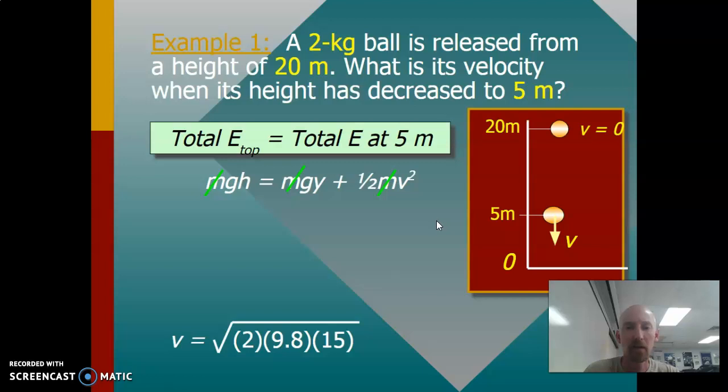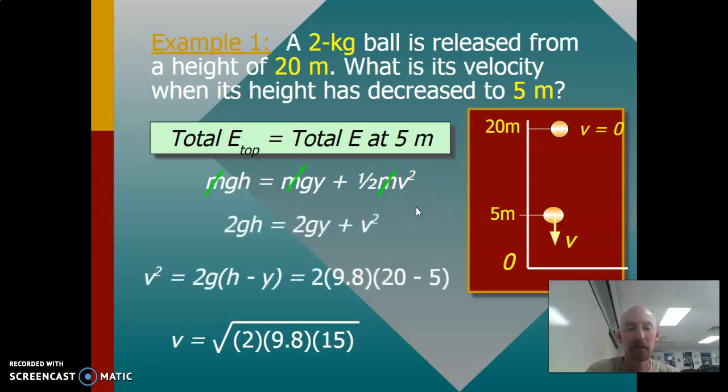And we can calculate the velocity at any one spot by doing this. We know what g is here on Earth. Right? We're going to solve for v. Calculate for v. There you go.